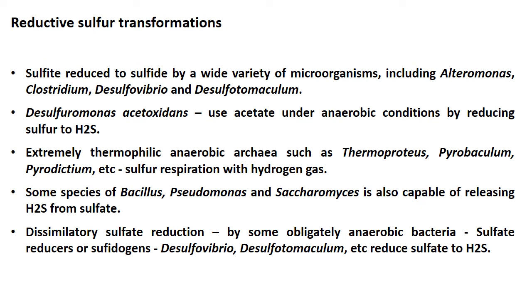Now, reductive sulfur transformations. Examples for reductive sulfur transformations by microorganisms: sulfite can be reduced to sulfide by a wide variety of microorganisms, for example, Aeromonas, Clostridium, Desulfovibrio, Desulfotomaculum, etc. A bacterium known as Desulfuromonas acetoxidans can grow using acetate under anaerobic conditions by reducing sulfur to hydrogen sulfide.